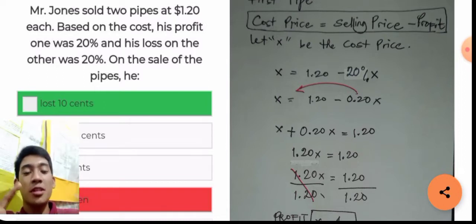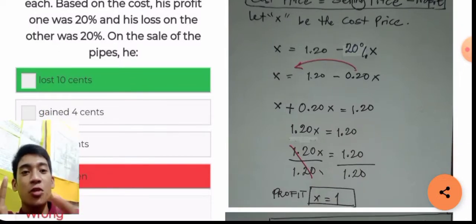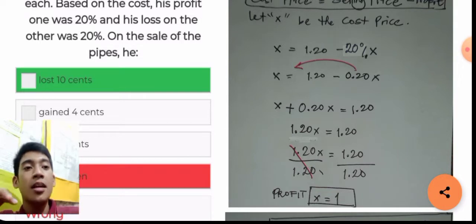So minus the profit, because there is a profit of 20%. Let X be the cost price. What is the cost price? Cost price, your X equals 1.20, the selling price which the buyer will be paying, minus 20% of X. That is the profit, which is 20% of the cost price.